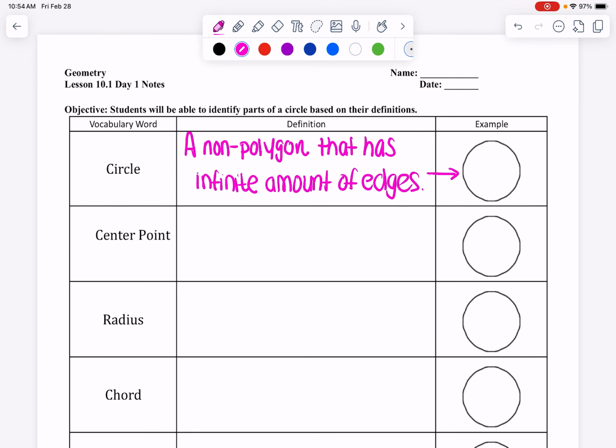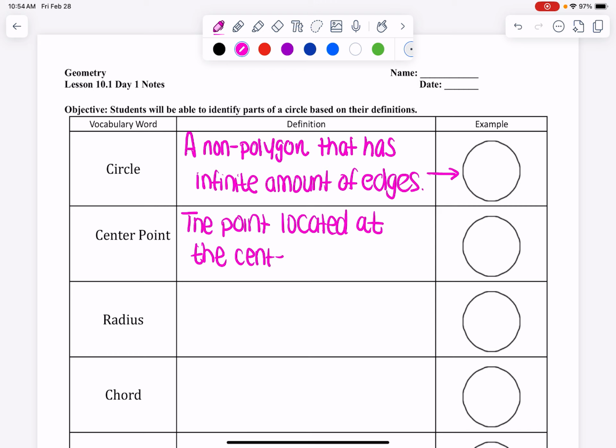Okay, so the next part is a center point. That helps us identify a circle. So this is the point located at the center of the circle. And this is also how we name our circle. So if you were looking at the example, if we have a point in the middle, okay, let's call it just point A. Okay, we would call this circle A.